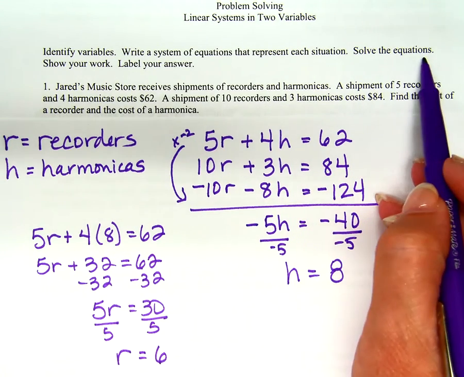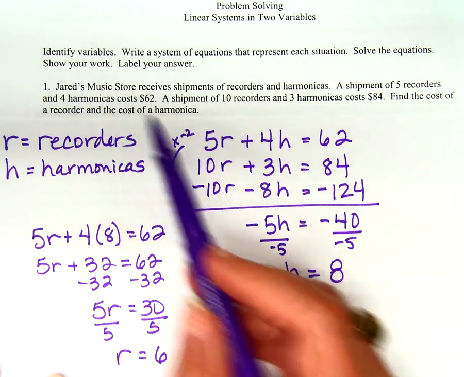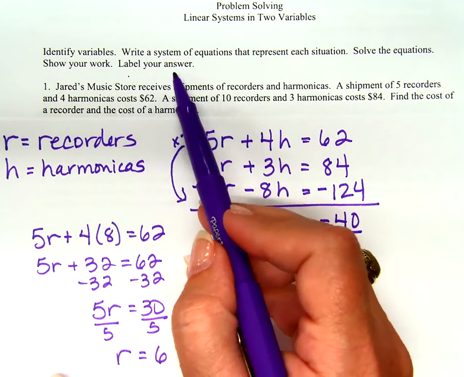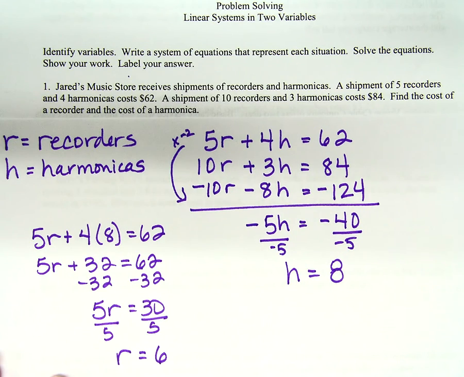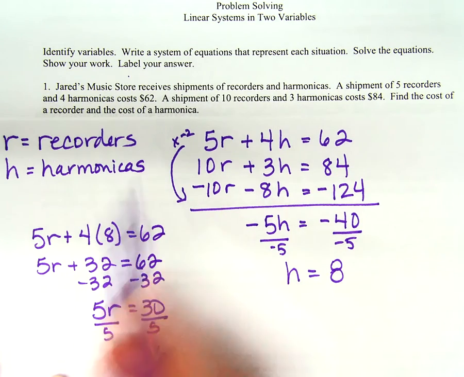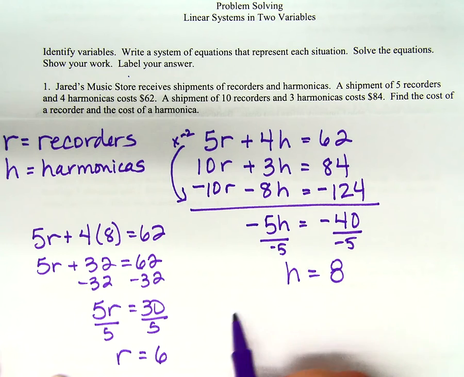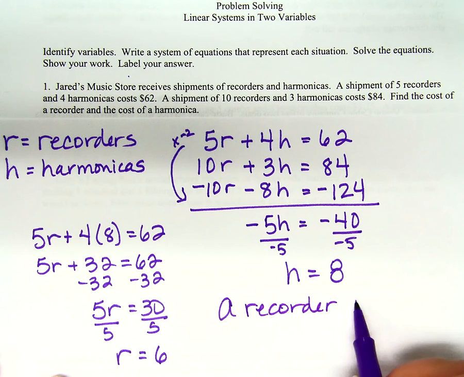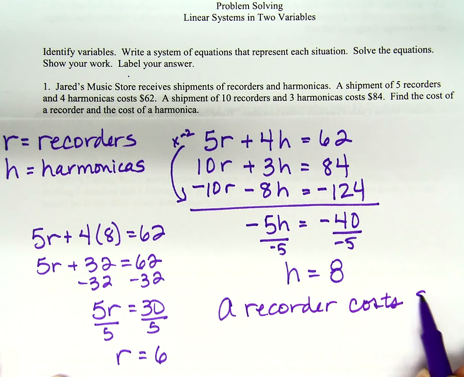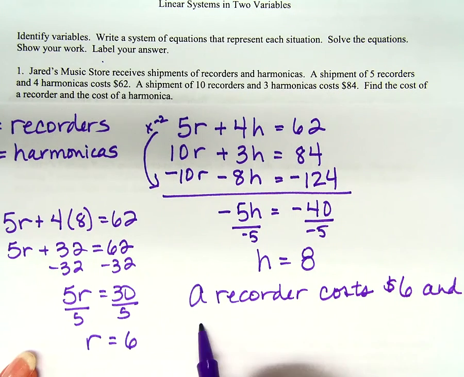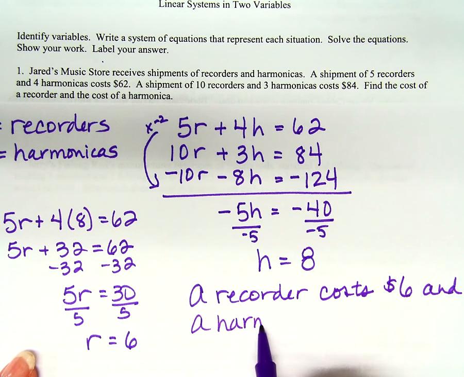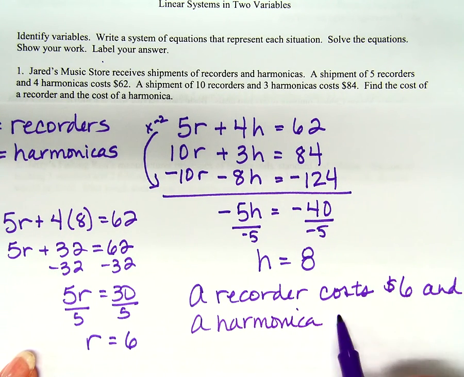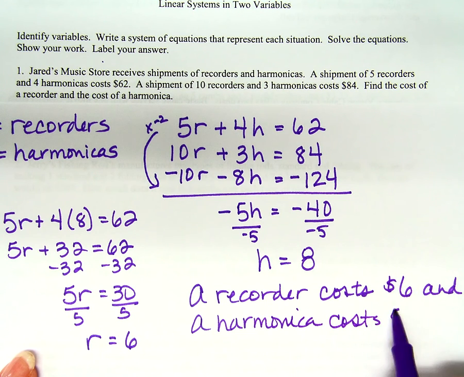Solve the equations. Okay, I did that. Show your work. Okay, I did that. Label your answer. I have to answer the question, don't I? The question says, find the cost of a recorder and the cost of a harmonica. A recorder costs $6 and a harmonica costs $8.